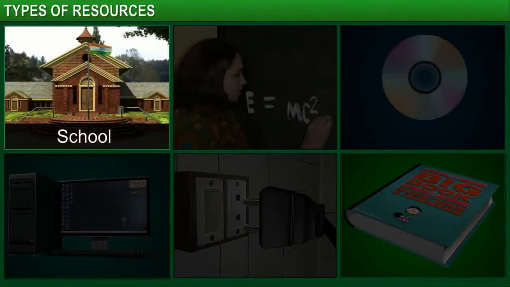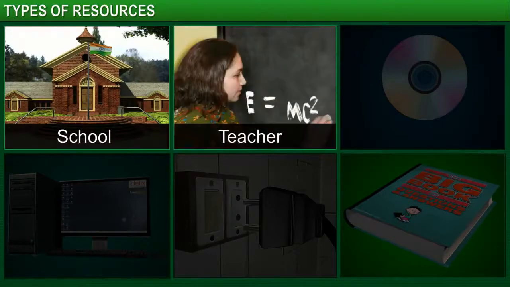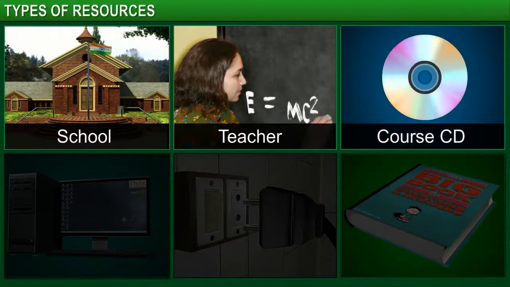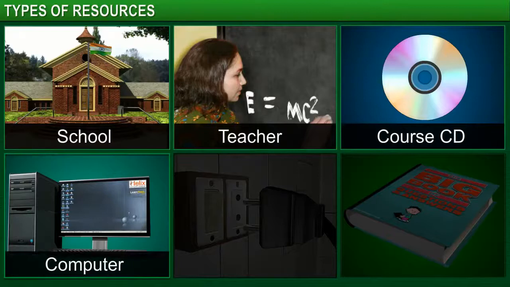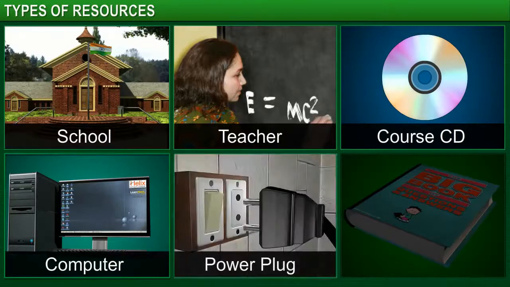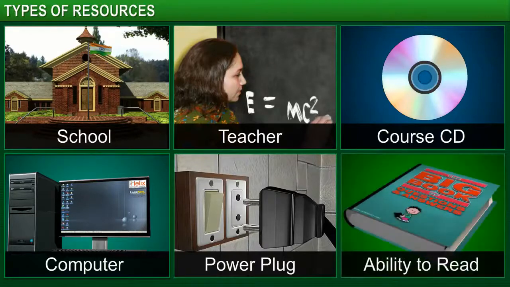Your school, where you can sit and watch this course. Your teacher, who can explain it to you. A CD that contains this course. A computer to run the CD on. Electricity supply to run the computer. Your own ability to read and write. These are just some of the things that allow you to go through this course.